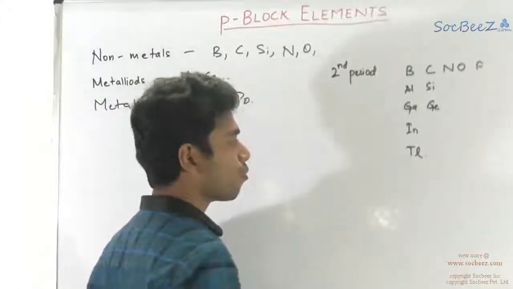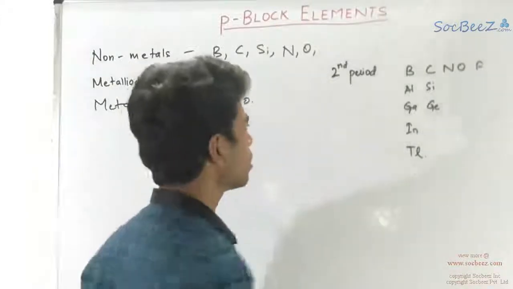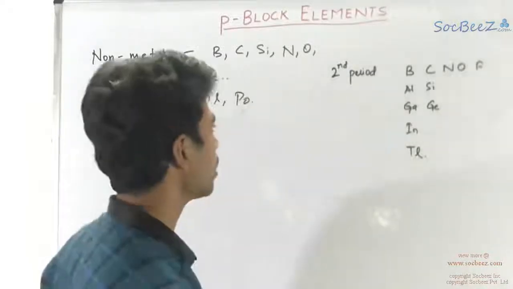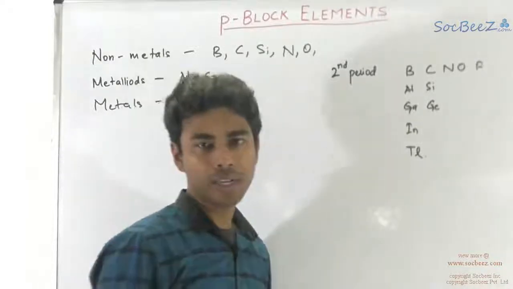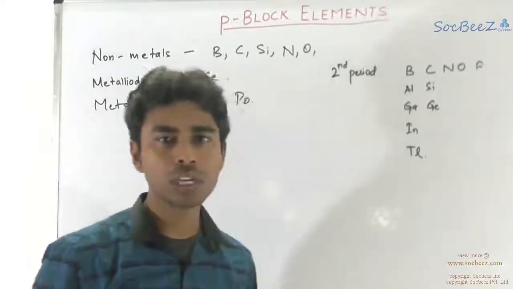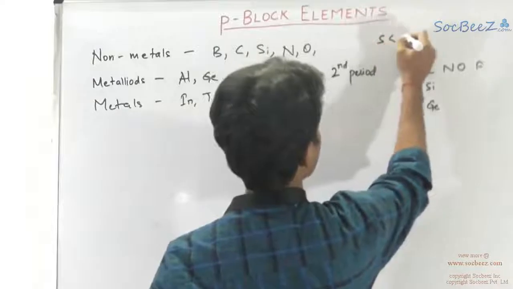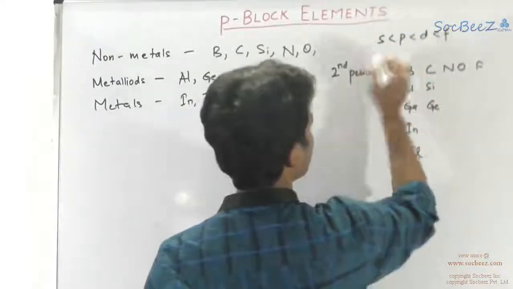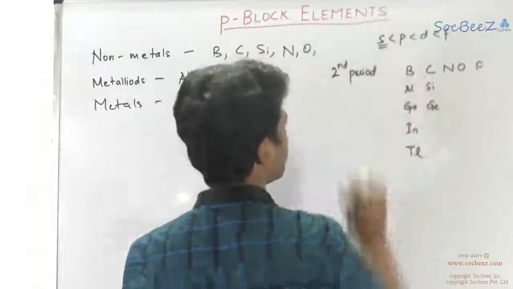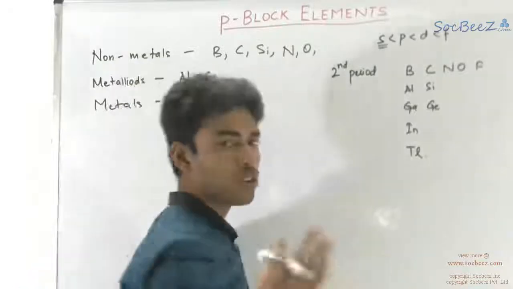Now what is the cause of this significant difference? The cause is that the second period elements are very small in size. They have high electronegativity, and there is no d orbital. You might know that there are 4 kinds of orbital: s, p, d, and f. The proximity to the nucleus is s, then p, then d, then f. S is most closely packed, very near to the nucleus. Now the electronic configuration of boron is 1s2, 2s2, 2p1, so it is very close to the nucleus.